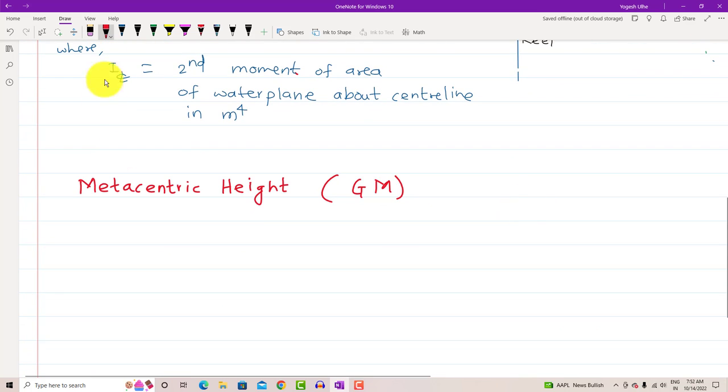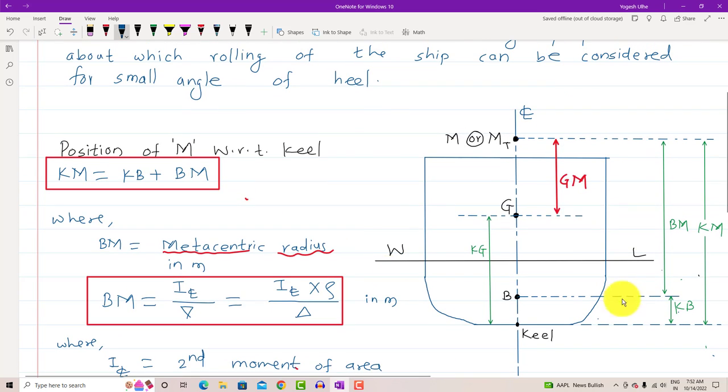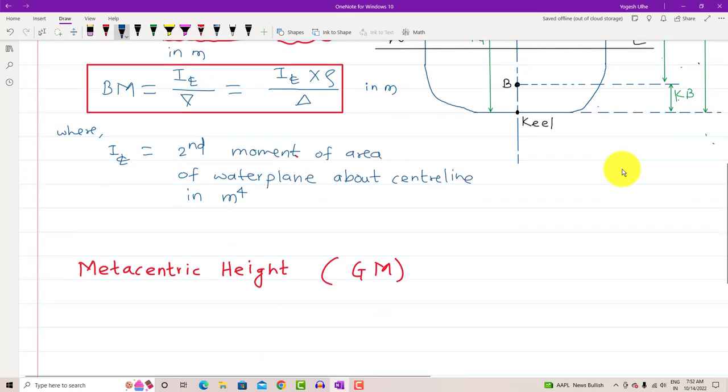So here, metacentric height will be what, guys? Try to see the scenario here. Metacentric height means the vertical distance between G and M. We have shown it already in this drawing.